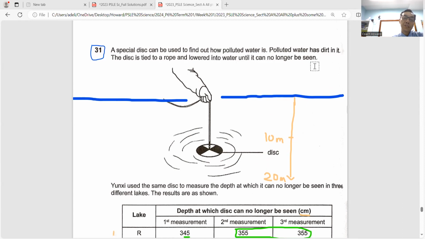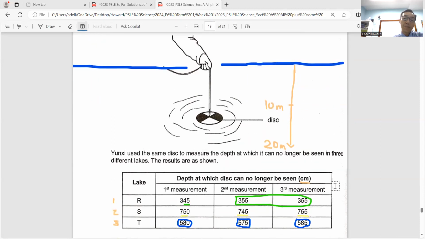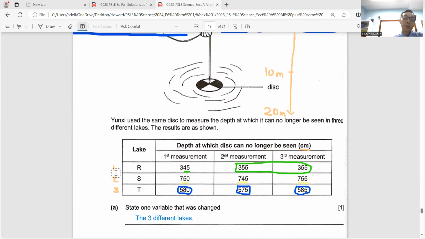To visualize this, I advise students to draw a water line here to indicate this is the surface, and then draw a depth line up to 20 meters and a midpoint at 10 meters. With this drawing, they can better visualize what is happening in this experiment. Also label this part 1, 2, 3 to indicate there are 3 legs, because by labeling 1, 2, 3, it helps you to answer question A.